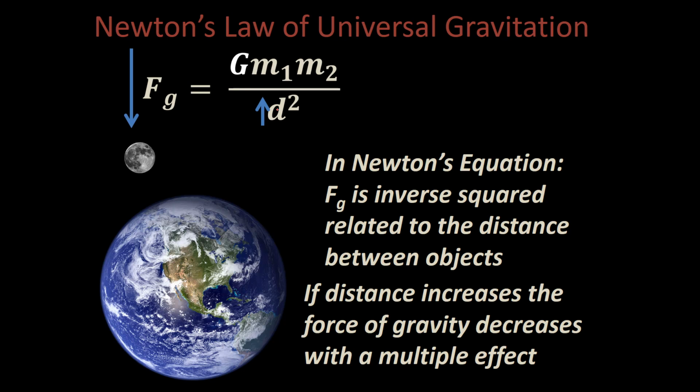Now, distance is kind of a weird thing, because if you had 1, 1, 1 over 1 squared, Fg would be 1. But if you change it to 1, 1, 1 over 2 squared, Fg actually becomes 1/4. So it goes from 1 to 1/4, and that's called inverse squared. It's not just inverse, but inverse squared.